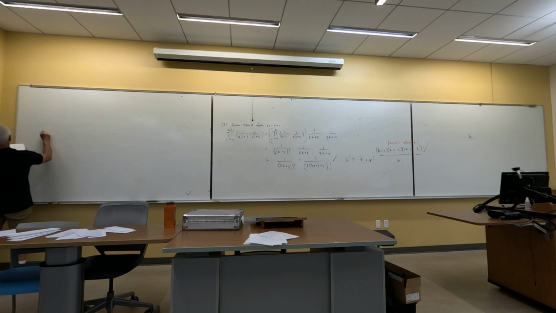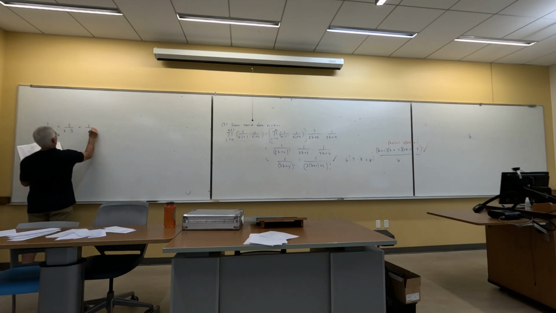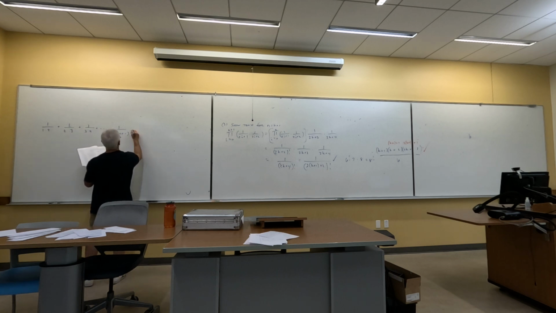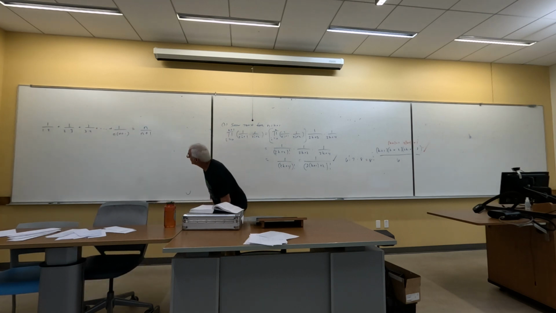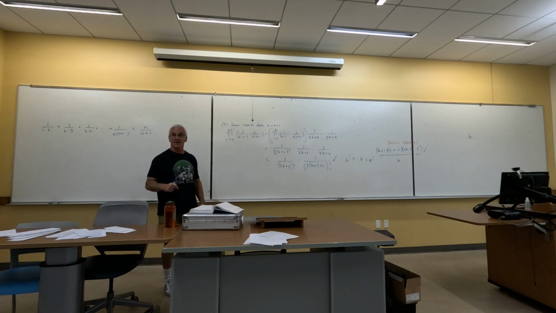Here it is. I want to prove that 1 over 1 times 2 plus 1 over 2 times 3 plus 1 over 3 times 4 plus, at some point, 1 over n times n plus 1 is equal to n over n plus 1. Is it pretty obvious that that's what I'm doing? It's n times n plus 1, where n is starting where?